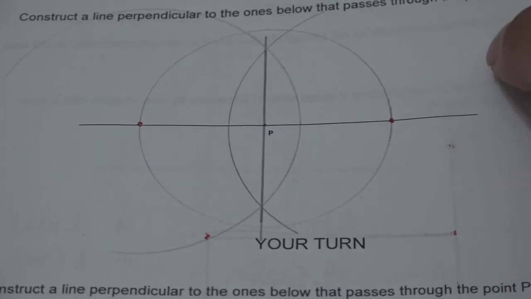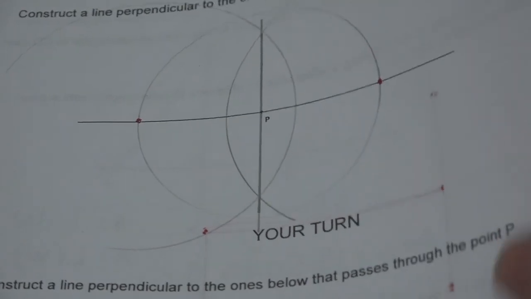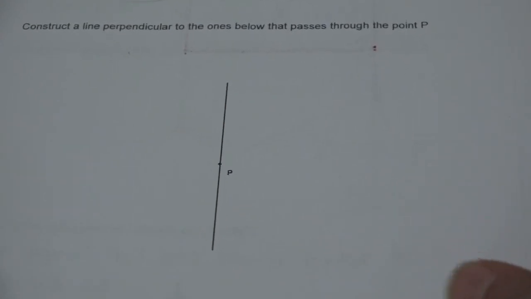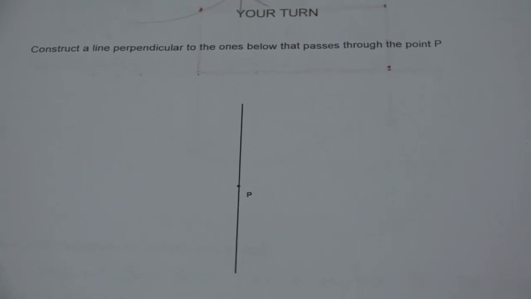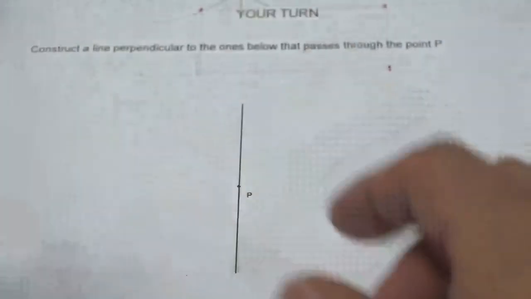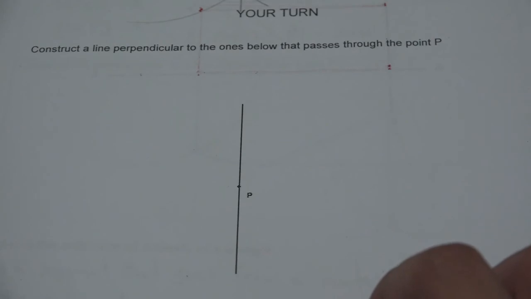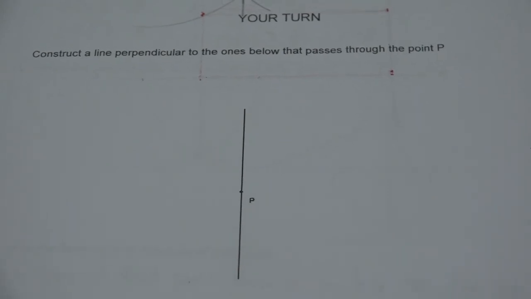Let's do the next one. Okay, so the line is a vertical line. Big deal. It really doesn't matter. So once again, what are you gonna do? You are going to create your own line segment. And you know which point is going to be the center of that new segment? Of course, point P.